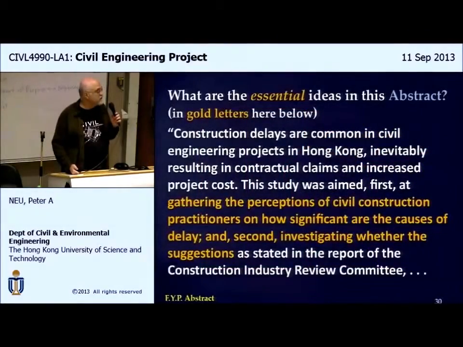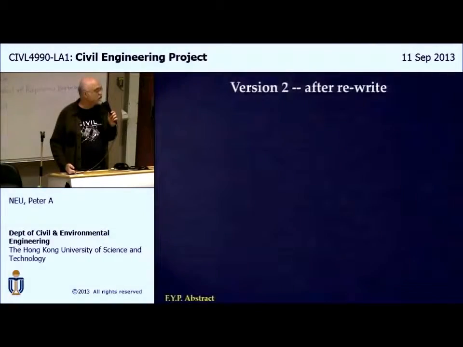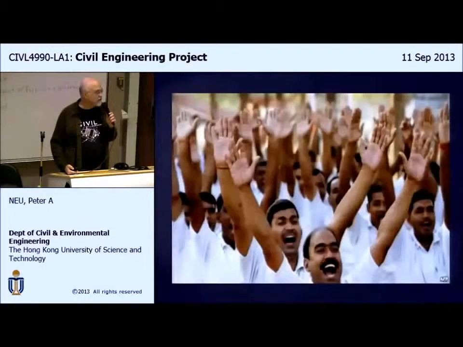So we worked on it. And we selected out the essential ideas from that abstract draft. And they're in the gold. Gathering the perception. It's still a lot of words. But we ended up with this. This study first gathered perceptions of civil construction practitioners on significance of causes of delay. It's quite formal still, but I think it gets at the essentials of what he was trying to talk about eventually in the FYP. Better? It's shorter anyway.